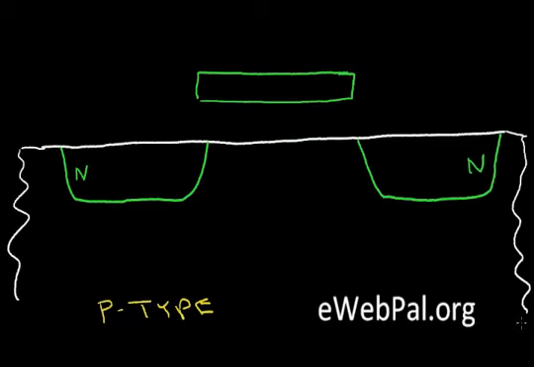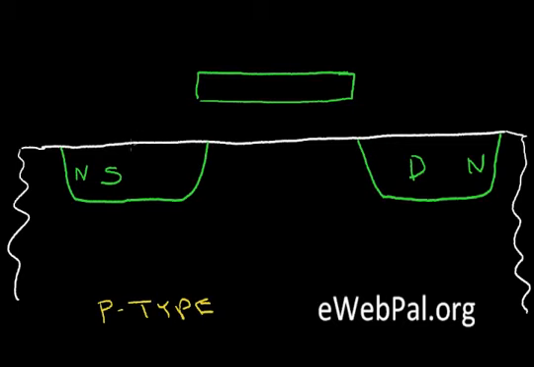Now let's explain what happens when our drain and source voltage are not equal. Let's presume that this is a source and this is a drain. Now the drain and the source are interchangeable in terms of the way the fabrication is done. What distinguishes the source from the drain is the voltage level.